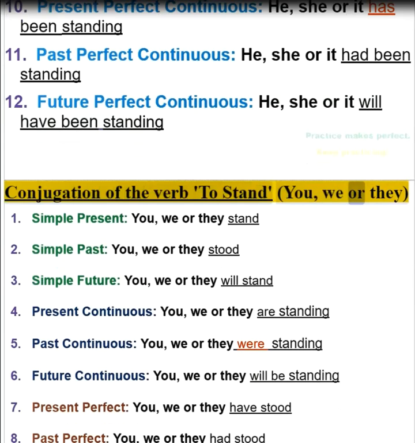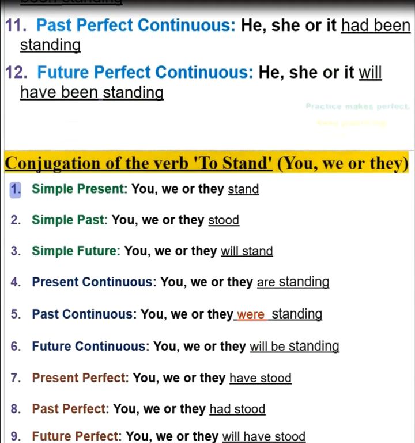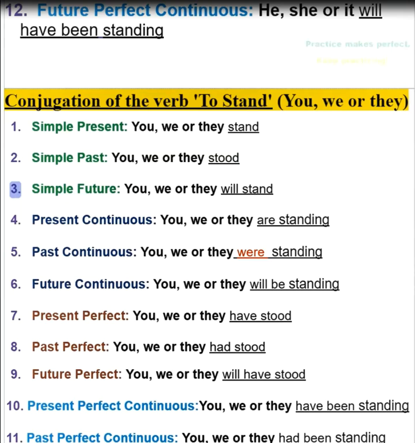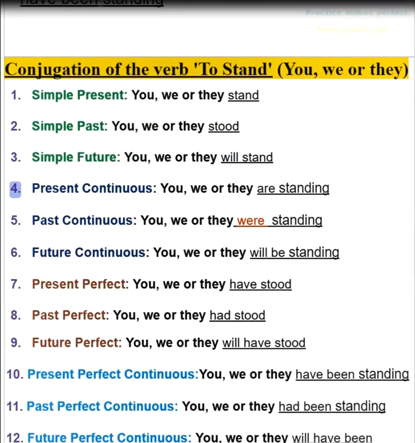You, we or they. 1. Simple present. You, we or they stand. 2. Simple past. You, we or they stood. 3. Simple future. You, we or they will stand. 4. Present continuous. You, we or they are standing.